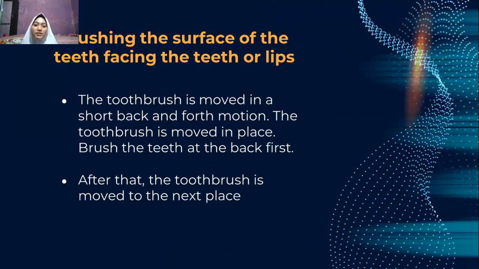Brushing the surface of the teeth facing the cheeks or lips. The toothbrush is moved in a short back and forth motion. The toothbrush is moved in place. Brush the teeth at the back first. After that, the toothbrush is moved to the next place.